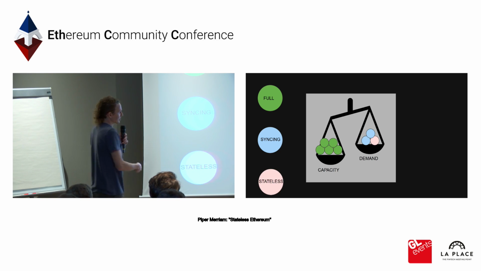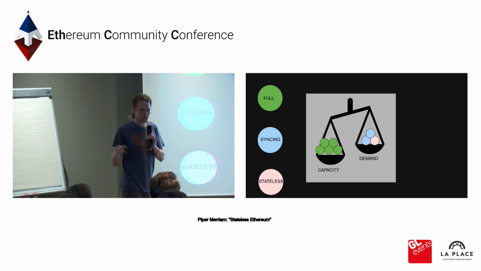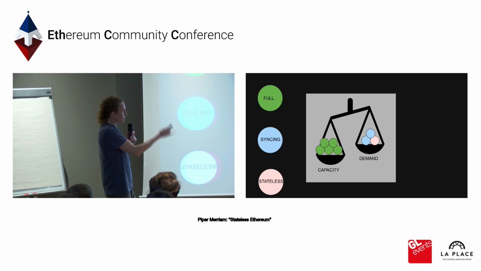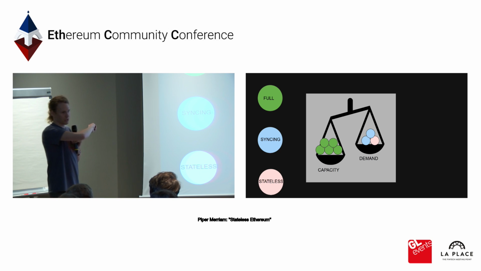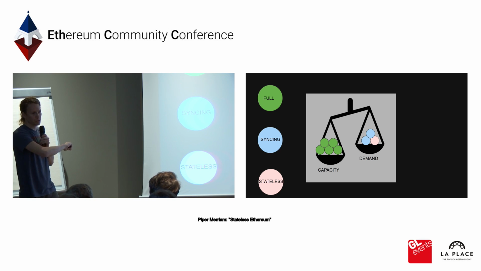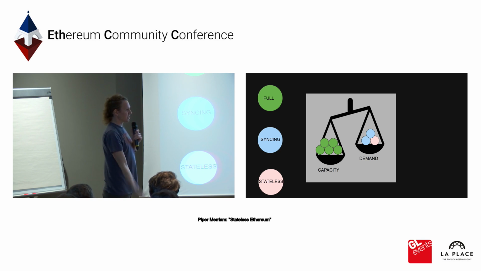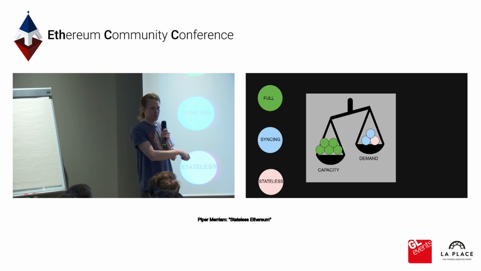If we introduce stateless clients to this, which I will point out you can do on the network today, you end up with the same sort of balance, except the pink nodes never cross over. They never become full nodes, so they never become part of the capacity, which means there's always a tipping point in which if you add enough stateless nodes, the thing tips and it never untips.